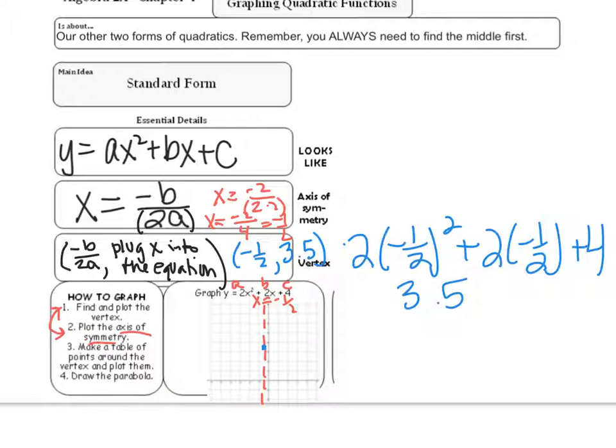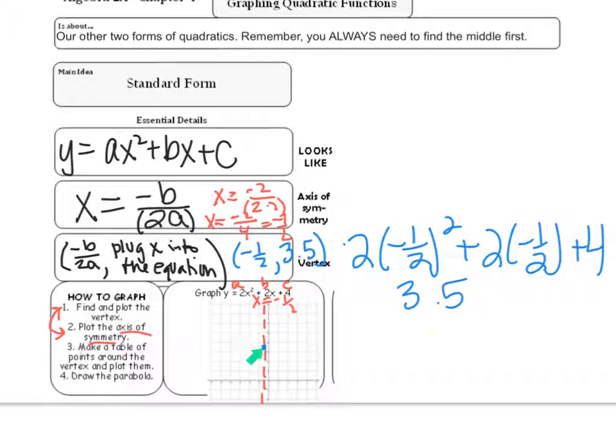Now, a tells us the same thing as before. They didn't use the same letter to trick you. This a still tells us whether it opens up or down and how far we go up or down when we move 1 from the middle. So my a value here is 2. So if I move 1 from the middle, I know I'm going to go down 2. But that's kind of tricky here because we're, again, in the halves.